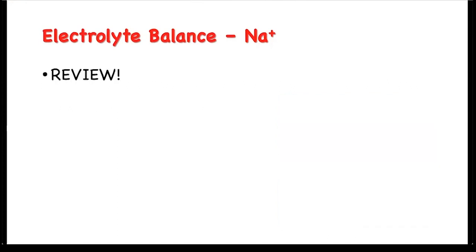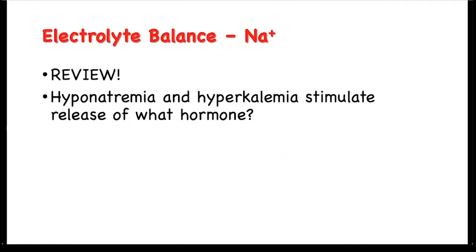Let's review. Hyponatremia, or low sodium levels, and/or hyperkalemia, high potassium, will stimulate the release of aldosterone from the adrenal cortex. In response to aldosterone, the principal cells in the distal convoluted tubule and collecting ducts will reabsorb sodium and secrete potassium in order to return ion levels to normal.